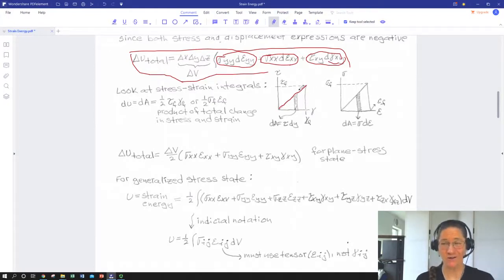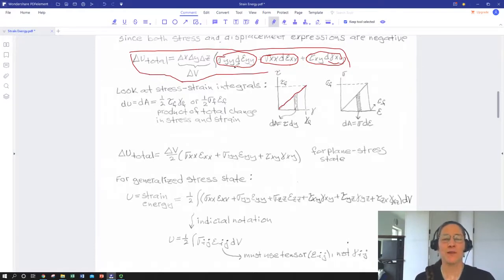That's the area under the curve. That's what the integral is describing. That simple, easy triangle area is made possible due to the linearity of our elasticity relationships. So if this were not a straight line, we couldn't say that. But we're describing elastic strain energy, so we can do that.